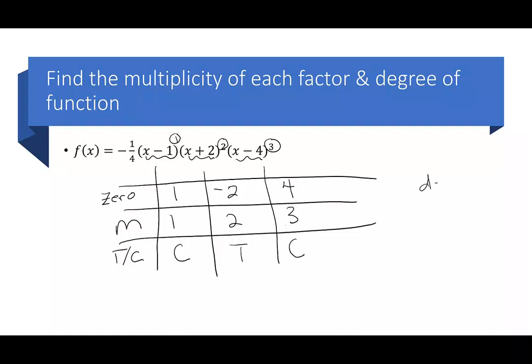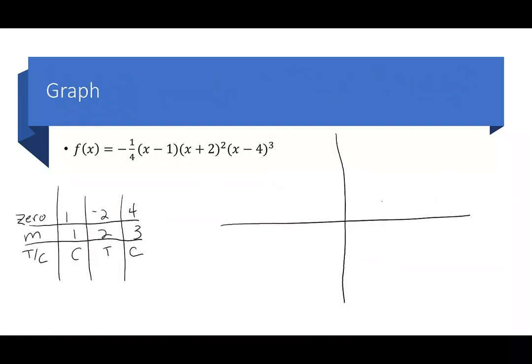Altogether, to get the degree, I'm going to add up my multiplicities, 1 plus 2 plus 3, which is 6. Let's take a look at graphing that. So I made a little xy plane, and I'm going to start with putting on the zeros. So I have a 0 at 1. I have a 0 at negative 2, and I have a 0 at positive 4.